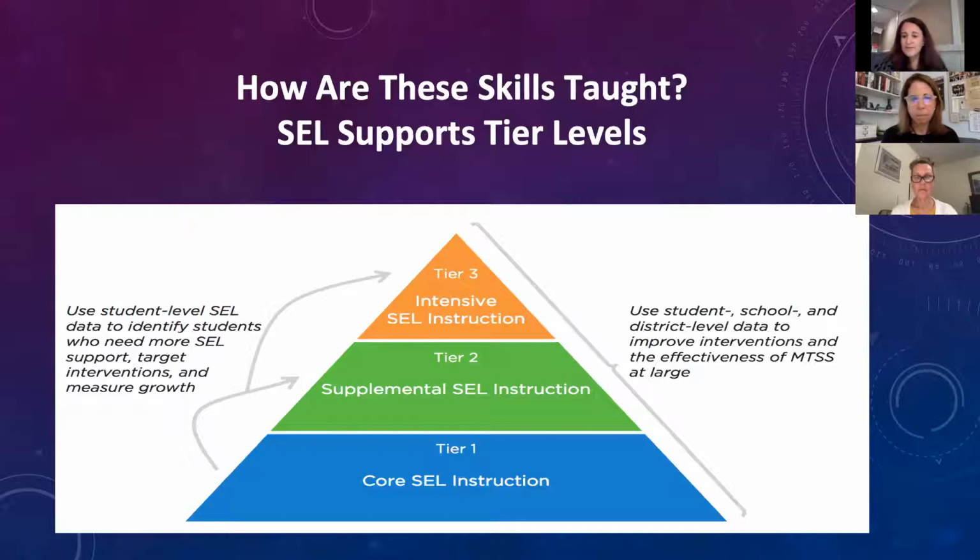Now you'll see the arrows on the side. Basically, the students move throughout the tiers based on team decisions, in which, of course, parents are involved, as well as data that we've collected along the way through the tier system. Next slide.